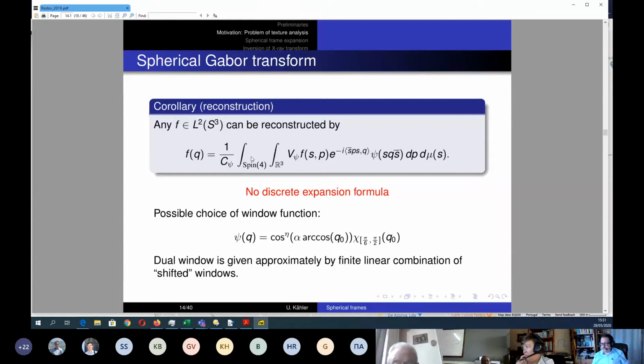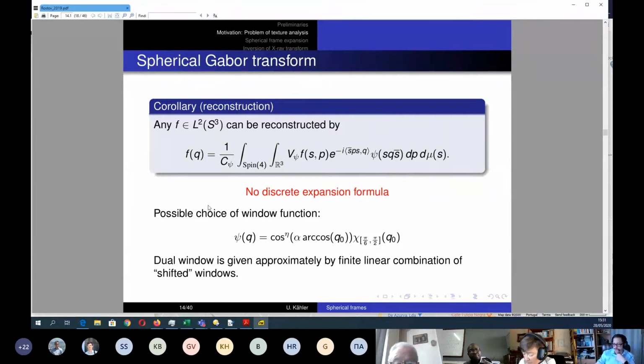And to show, for instance, possible choices of the window function, I wrote one down here. You have it here, but there are also others you can choose. The only thing I'm doing here with that window function to simplify it, I just take the first one, and this one will be just rotationally symmetric on the sphere. So if you just take a small neighborhood, you then move these window functions around the entire sphere.